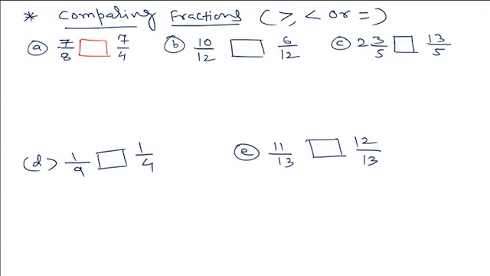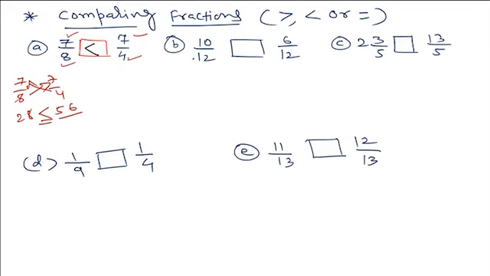Now look here. Just multiply in cross, that is this 7 to this 4 and this 8 to 7. Check it. First write 7 by 8, here 7 by 4. Cross multiply: 7 4s are 28, 7 8s are 56. Which is greater? This 56 is greater, so you have to write the smaller than sign. So put this sign here. 7 by 8 is smaller than 7 by 4.